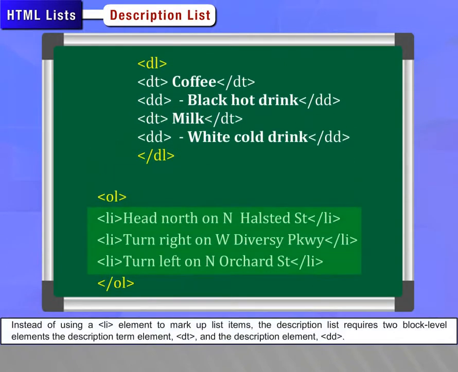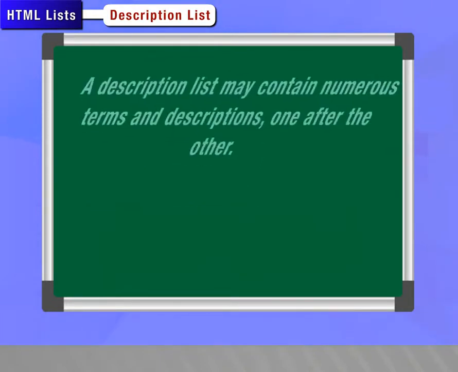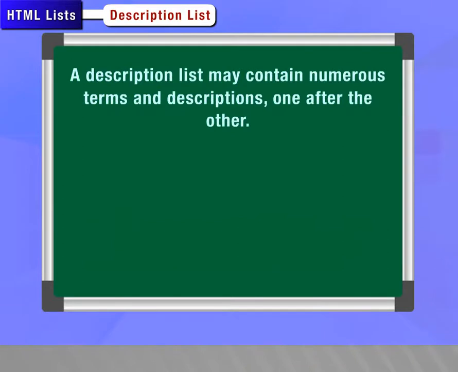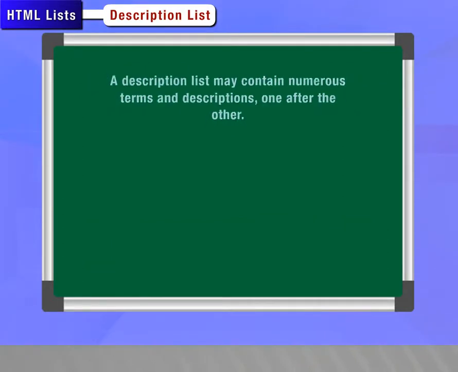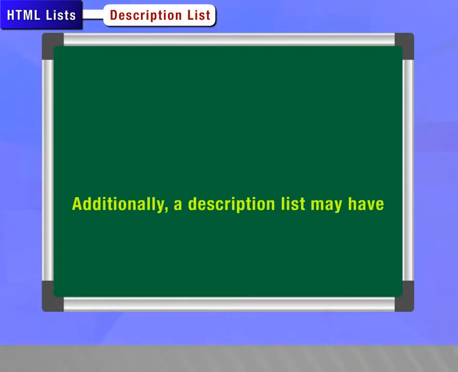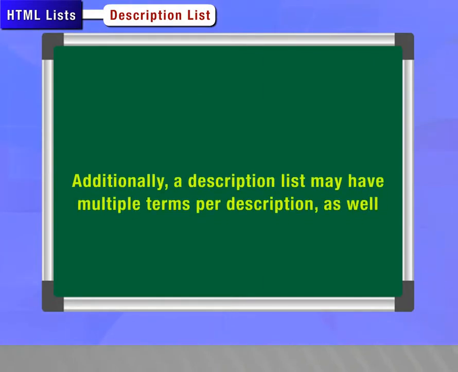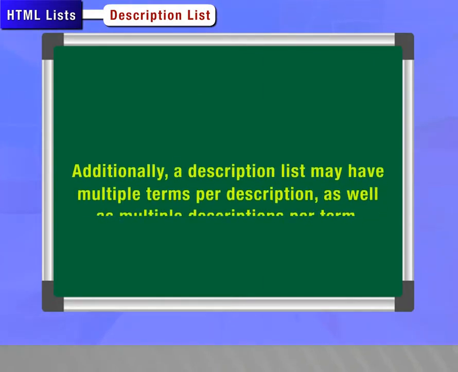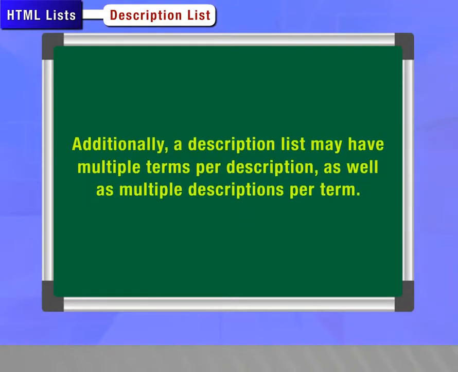Instead of using an LI element to mark up list items, the description list requires two block level elements, the description term element DT and the description element DD. A description list may contain numerous terms and descriptions one after the other. Additionally, a description list may have multiple terms per description as well as multiple descriptions per term.